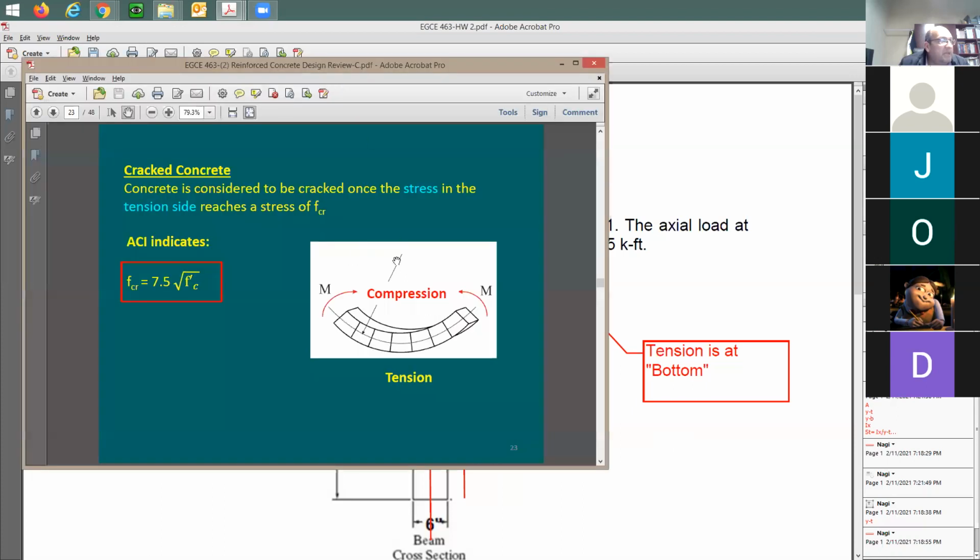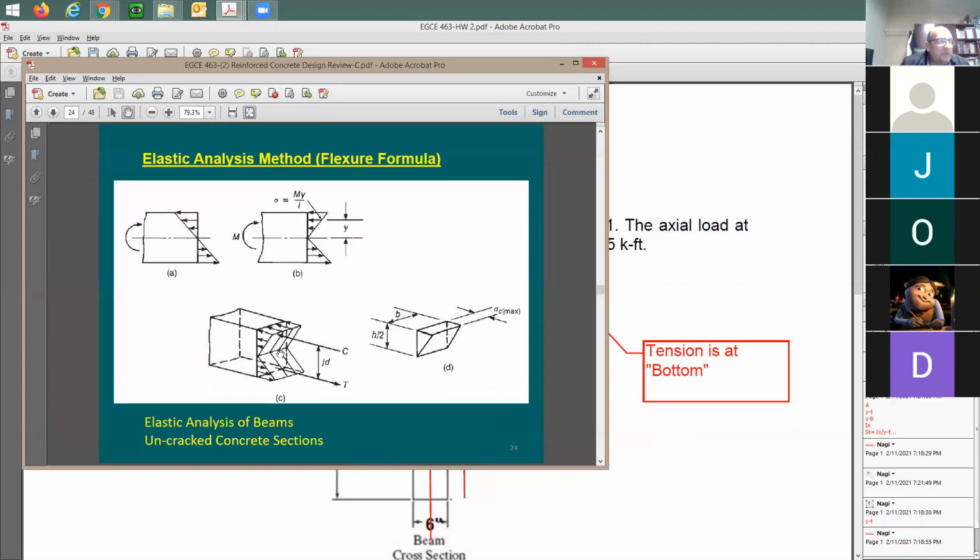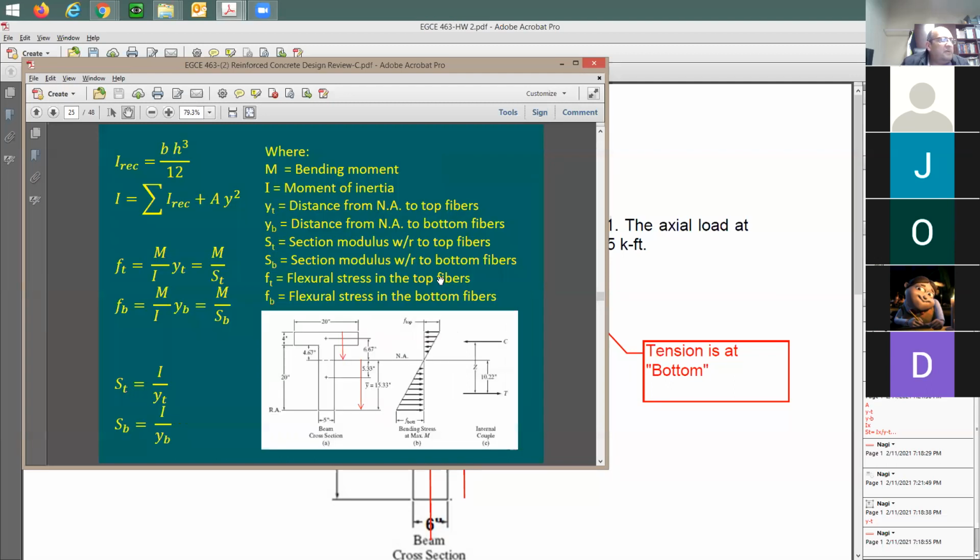We call this positive moment. You see this? So it's not about clockwise or counterclockwise. It's about tension at the bottom being positive moment, right? So this one here is going to be tension. This one here is positive moment, right?